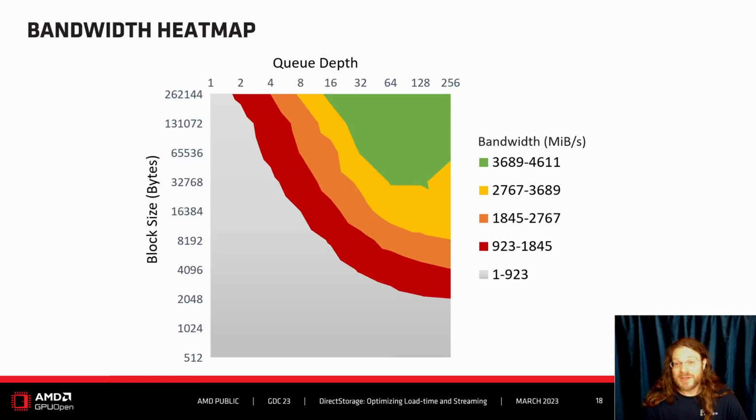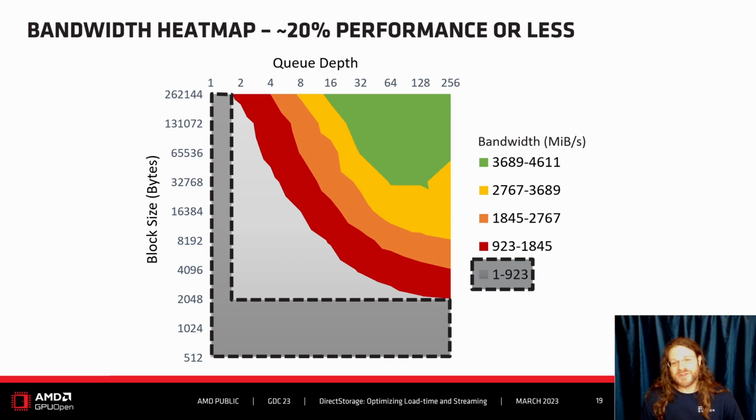This chart is a bandwidth heat map. In this heat map, each of the colors represents approximately a 20% range of the performance. So 1 through 923 megabytes per second is the lower 20%, and 3,689 through 4,611 megabytes per second is the upper 20% of the performance range. Along the left side, we have the block size in bytes, and along the top, we have the queue depth, and that, of course, is the number of requests in flight at a time.